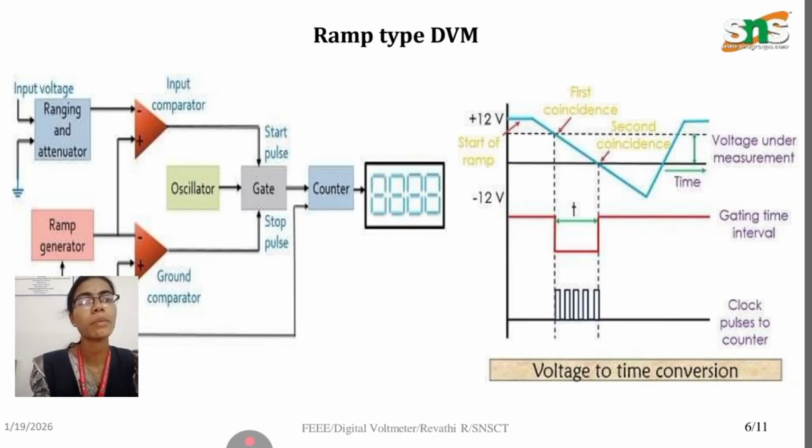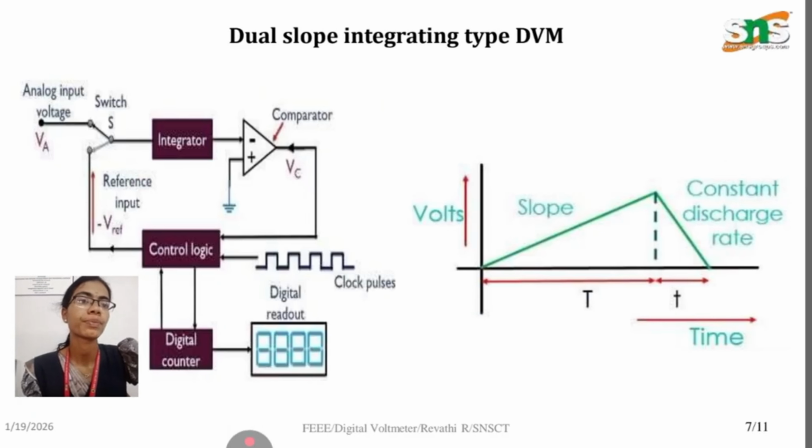In the ramp type, an attenuator, ramp generator, oscillator, gate circuit and counter circuit are used. The input voltage signal is given to a comparator, which compares it and converts it into a start pulse and a stop pulse in the gate circuit. It is then employed in the counter circuit, and the counter circuit displays the digital value of the ramp type system.